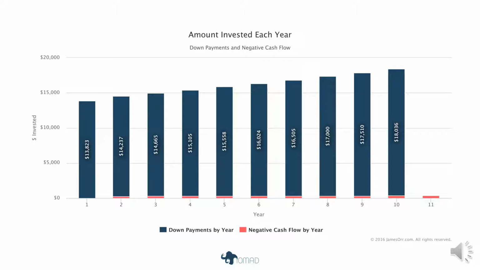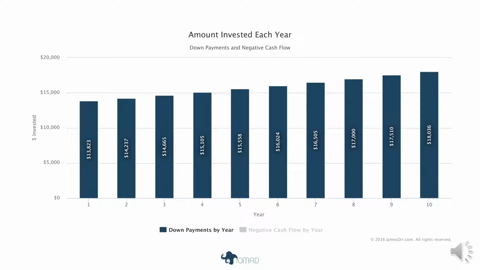And if you were doing the stock market, you would take that same dollar amount, but instead of using it for a down payment, you'd buy stocks. And in year 2, instead of taking the down payment and the negative cash flow, you'd actually take that money and buy stocks. Okay, so they're either investing in Nomad and doing down payments, or they're doing the stock market.